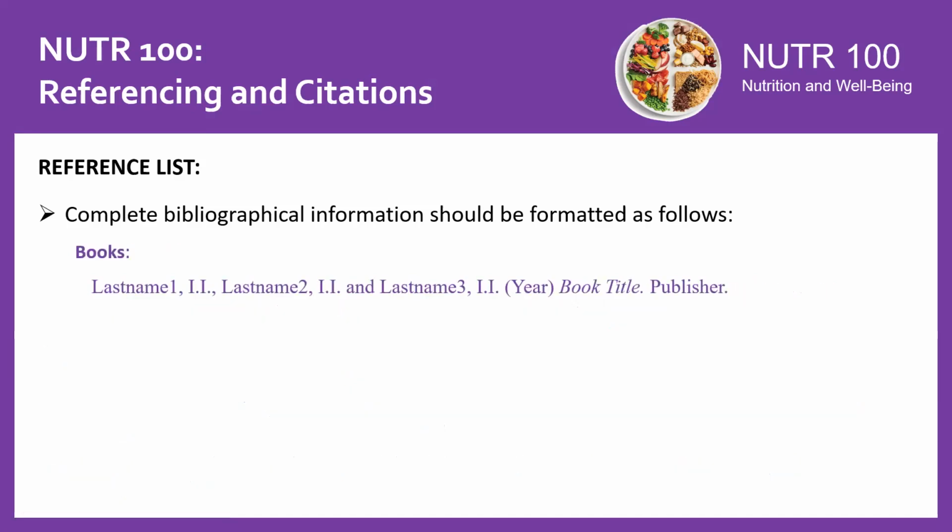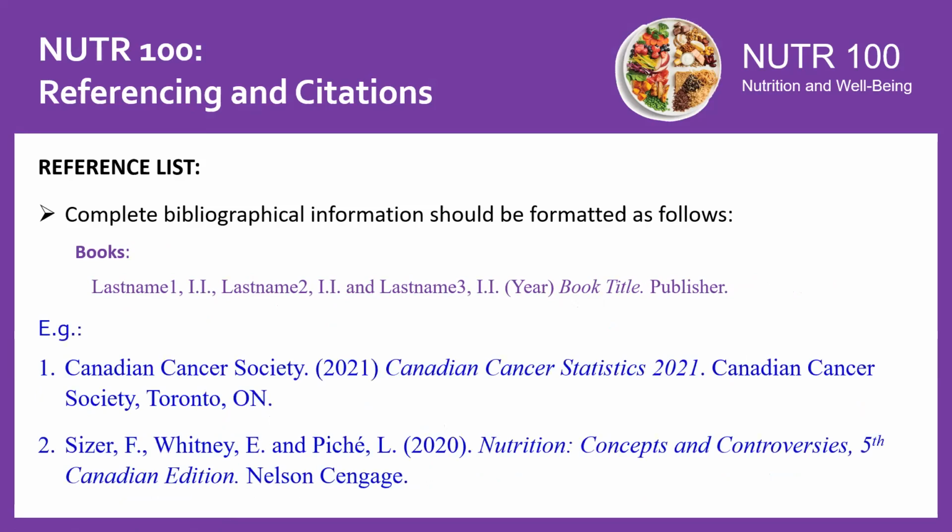So let's take a look at a book example. Very similar idea: you're going to use the person's last name and initials, the year, the book title, and then followed by the publisher in this case. So here are two examples. Let's take a look at the second example first.